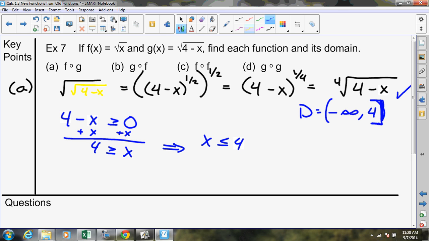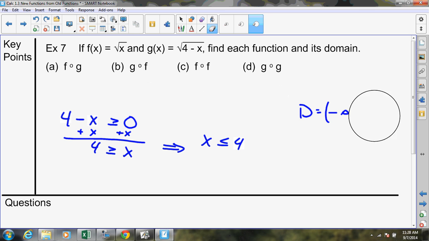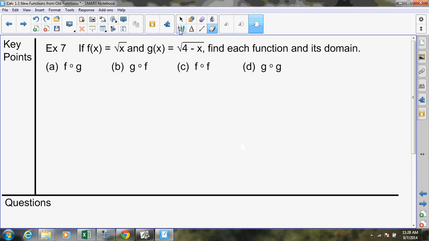Okay, there's part A. I'm going to erase all this so we can start part B. Okay, part B, g of f. So g of f of x, we'll start by writing out g.